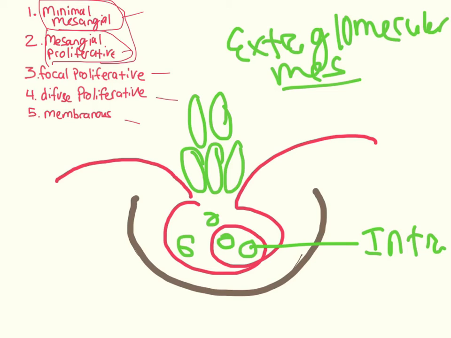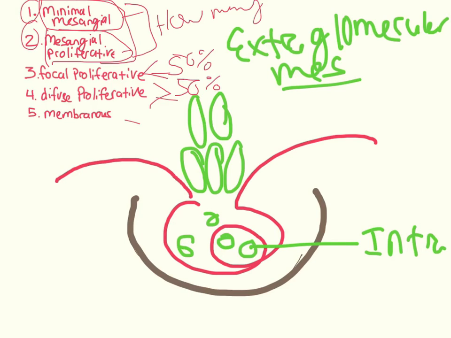Next is focal proliferative and diffuse proliferative. These are just describing what percent of the glomerulus is involved. So this is describing how many mesangial cells, and this is describing what percent. This is going to be less than 50% of the glomerulus. This is going to be greater than 50% of the glomerulus involved in this specific nephritis. Now, you can have type 1 or type 2 by itself with nothing else, but usually if you have 3, 4, or 5, it's superimposed on top of 1 or 2.